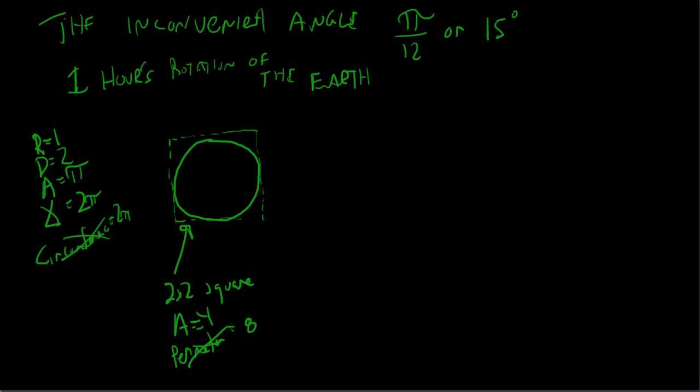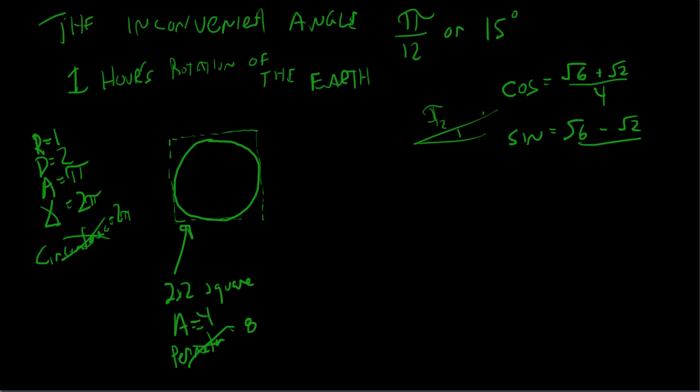All right, so the inconvenient angle. Remember, the inconvenient angle was an angle of 15 degrees, pi over 12. And the cosine of that was larger than the sine, and it was the square root of 6 plus the square root of 2 all over 4. And the sine of that angle was the square root of 6 minus the square root of 2 over 4.